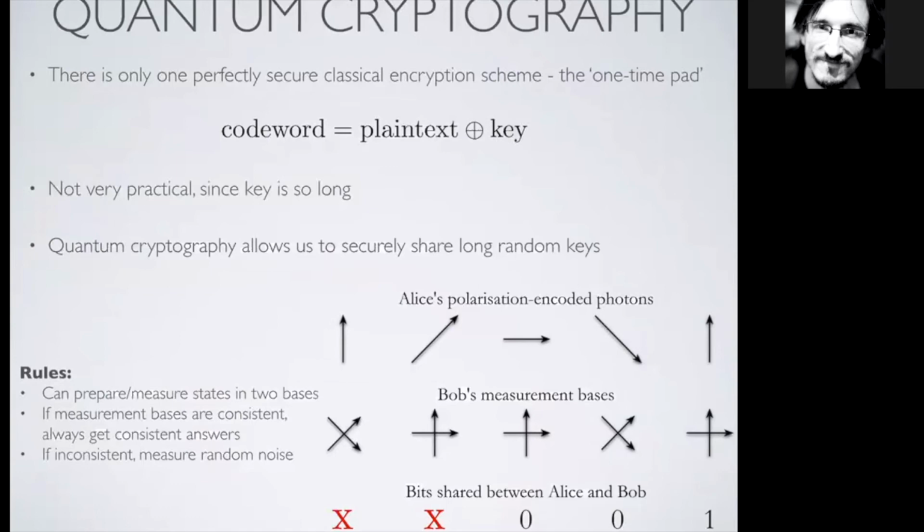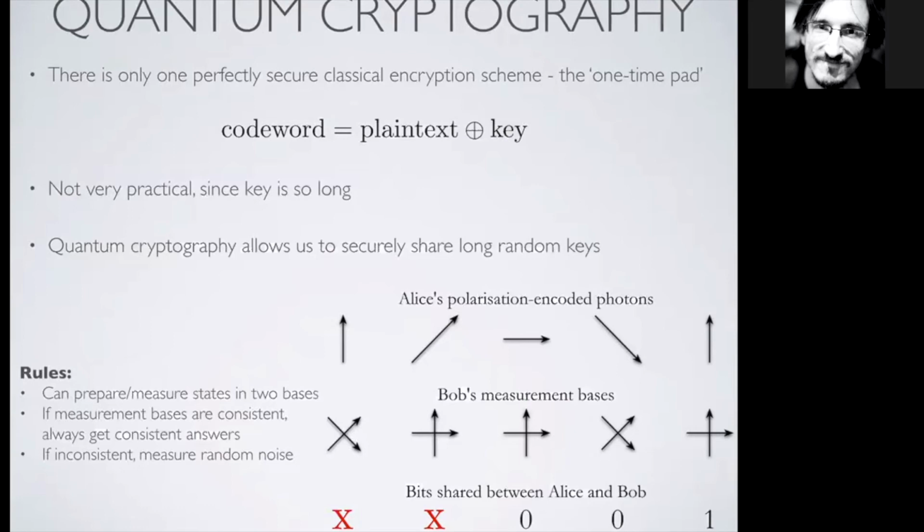Now, there's only one perfectly secure encryption scheme classically, and it's called the one-time pad encryption scheme. And the way it works is this. As with every encryption scheme, you have a plain text message, the thing you want to send, and we're going to imagine it's a binary string of bits. And you also have a key, which is used to encrypt it. Now, for the one-time pad, the key is exactly the same length as the message.